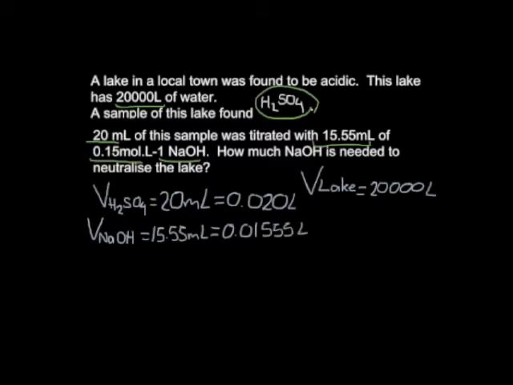Alright. We also know the concentration of sodium hydroxide. So the concentration of sodium hydroxide was 0.15 mole per litre. So based on this, we can calculate using our formula C equals N on V, so N equals CV. We can calculate the number of moles of sodium hydroxide.